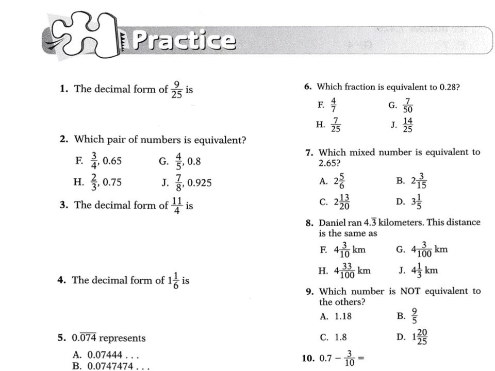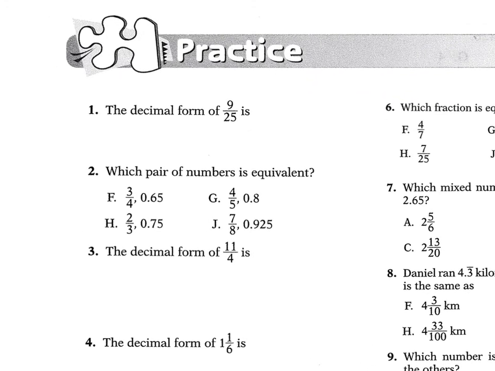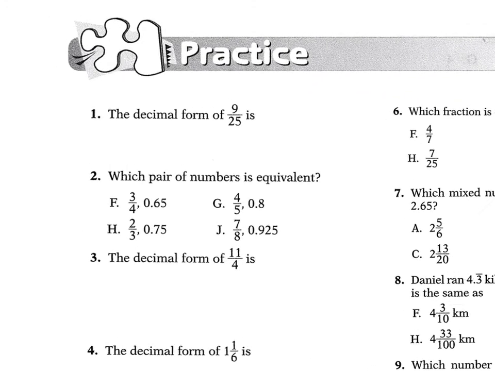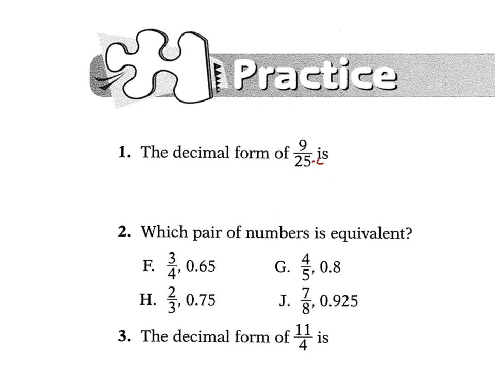For 1 in your last section, it tells us the decimal form of 9 over 25 is. We'll turn this into a fraction that's something over 100. It would be a lot easier for you if you multiply this 25 by 4 and this 9 by 4, we get 36 over 100, which is 0.36. 2 says which pair of numbers is equivalent. So for F, we have 3/4 and 0.65. 3/4 is 0.75, so that's no. 4/5, however, is 0.8, so G would be our answer.